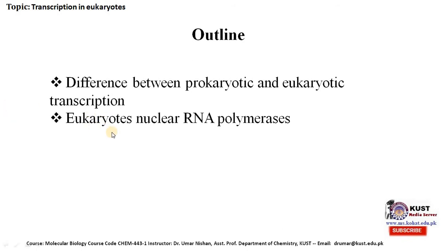Now I talk about eukaryotic nuclear RNA polymerases, because they are different from the prokaryotic RNA polymerases, which are present in the cytoplasm, because in prokaryotes we don't have any nucleus. So the eukaryotic nuclear RNA polymerases are the ones that are located in the nucleus. And then we talk about transcription factors.